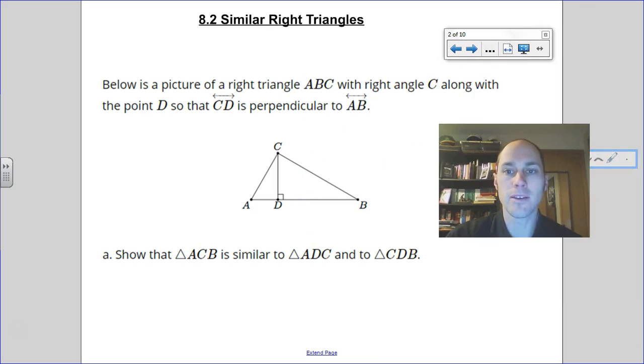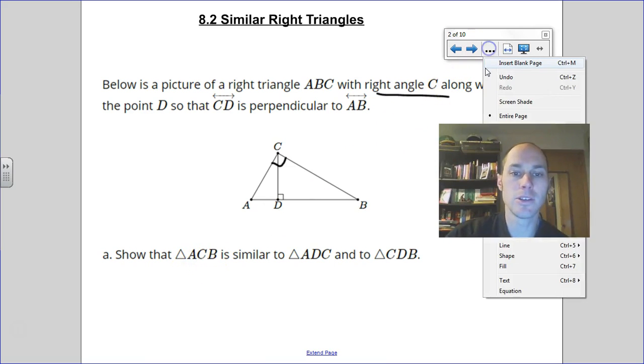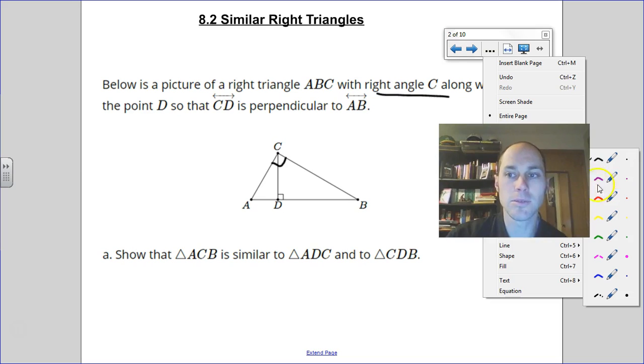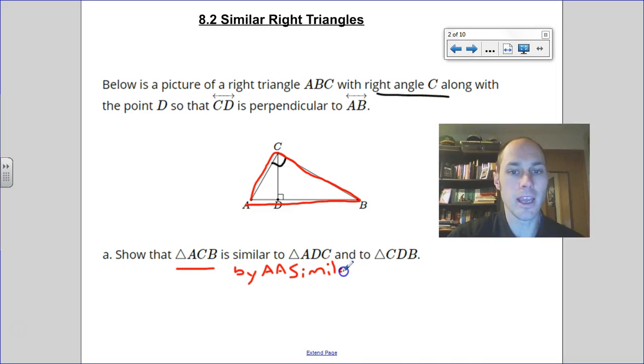So right now we have triangle ABC with a right angle C. I'll draw that in there. Along with point D, so CD is perpendicular to AB, which means we have a right angle there, angle CDB. So we want to show that triangle ACB is similar to triangle ADC, and that it's also similar to triangle CDB. So I'll highlight these. ACB. So we're going to show all these by AA similarity. And for good measure, I'll throw in a third angle to show you how they're all similar. So these are all similar by AA similarity.